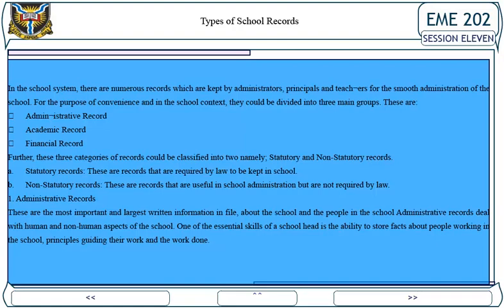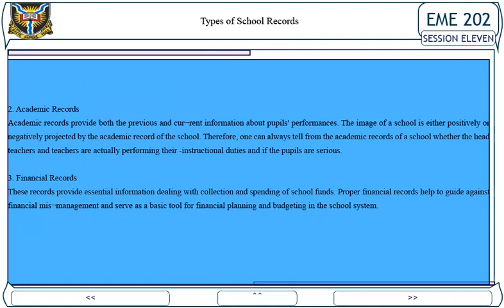1. Administrative records. These are the most important and largest written information in file about the school and the people in the school. Administrative records deal with human and non-human aspects of the school. One of the essential skills of a school head is the ability to store facts about people working in the school, principals guiding their work, and the work done.